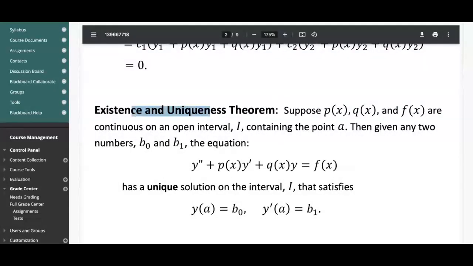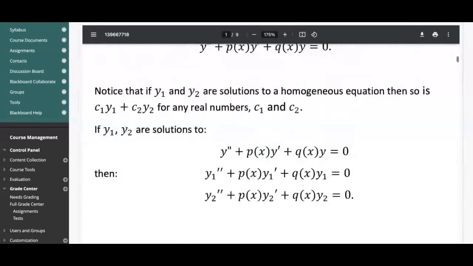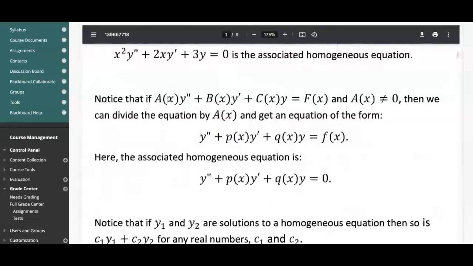We have a theorem, existence and uniqueness. Suppose P, Q, F. Remember what P, Q, F are from the beginning? Here we have this: A is the scalar function before y double prime, B is a scalar function before y prime, C is a scalar function before y, and F is just the function on the other side. Then we use P for B divided by A, Q for C divided by A, and a little f for capital F divided by A.